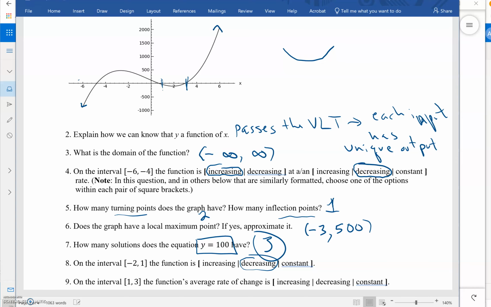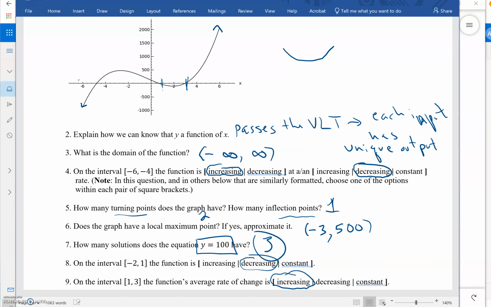The average rate of change, what does it do? Well, it's always getting bigger. So the function decreases and then increases, but the average rate of change is constantly getting larger. I shouldn't even say constantly, that's confusing. It's always getting larger, so the function's average rate of change is increasing.